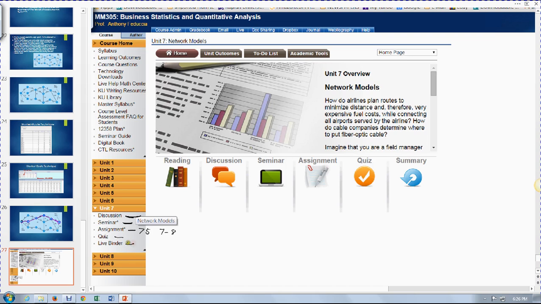Need you to look at the live binder. Need you to look at doc sharing, where these slides will be once again, and also the unit summary will be in there.